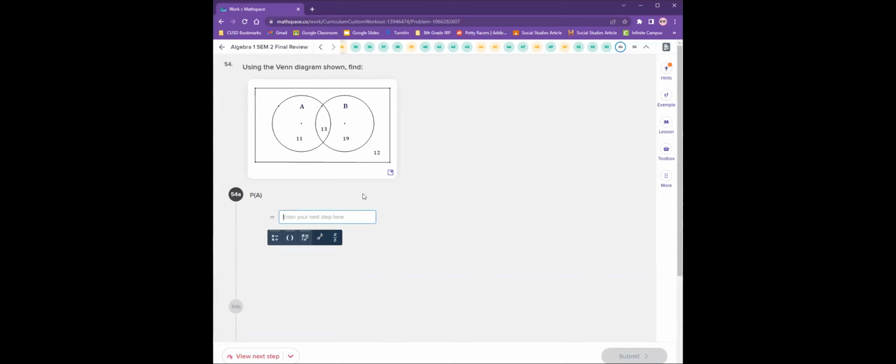So this one, you got to count how many are in A and divide it by the total. Yep. 11 plus 13 plus 19 plus 12 is... Oh, so then it'd be 11 divided by 55, which is 1/5, which is 20%. Does it want it in percentage? It doesn't say. I probably would have gone 1/5, 0.2. Maybe 11 divided by 50. It's 55, though, like you said.